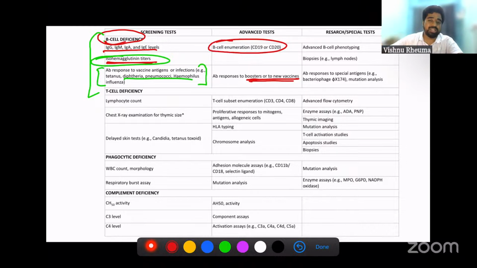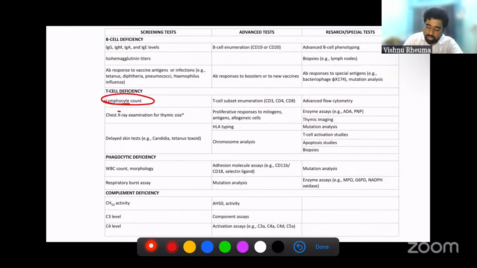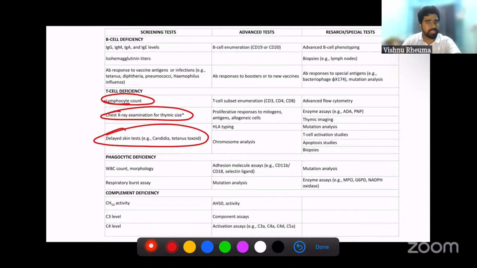And then the advanced level is biopsy. You biopsy the lymph nodes and see how many B cells are there. That is also your next level, or you can give some special antigens and see. Then coming to T cell basic tests: obviously lymphocyte count, chest X-ray for thymus, delayed-type skin tests like Mantoux and candida skin test, all of that you can do.